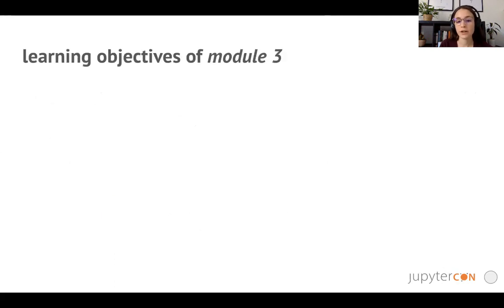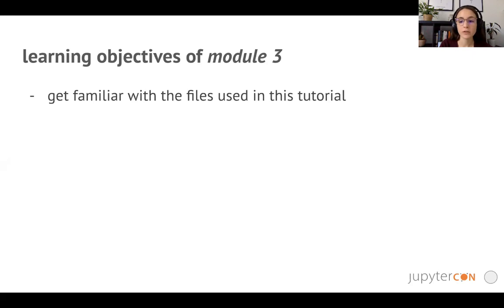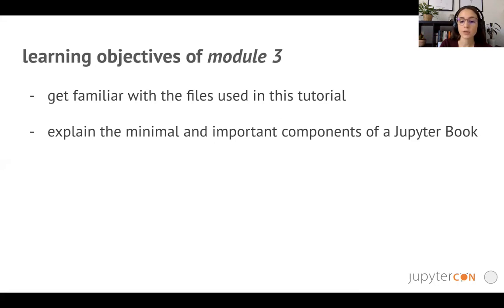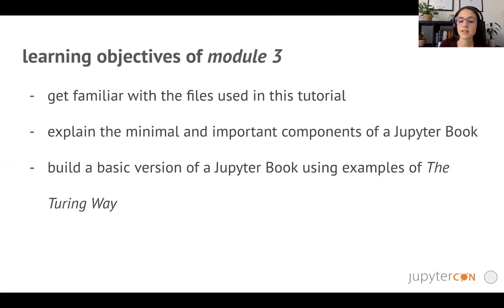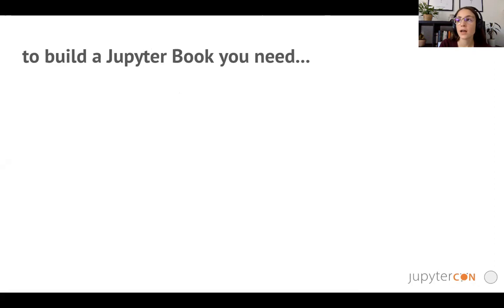So what will you learn in Module 3? Well, first of all, you'll get familiar with the files that are used in this tutorial. You will also learn what are the most essential and basic components of a Jupyter Book. That is the elements that are absolutely needed in order to build your first Jupyter Book. And of course, you will build a very basic version of a Jupyter Book using the examples of the Turing Way. So in this brief video, I'm going to explain very briefly the essential components of a Jupyter Book. But in order to get a more detailed explanation, you still need to run Notebook 3. So make sure you do so.